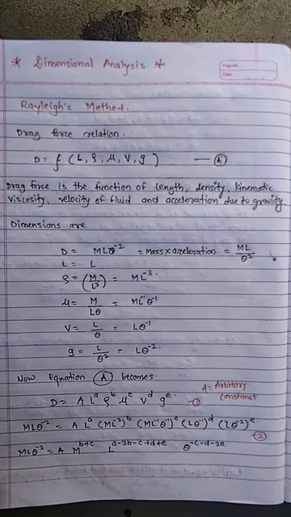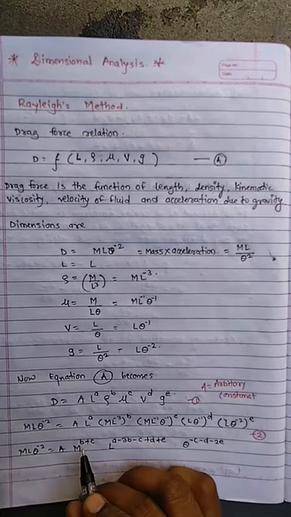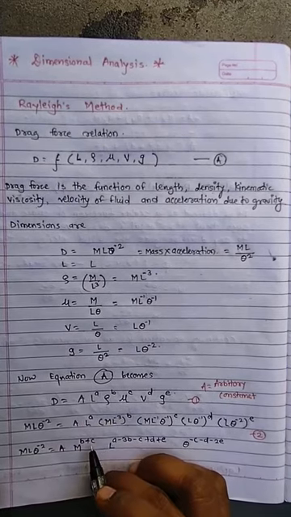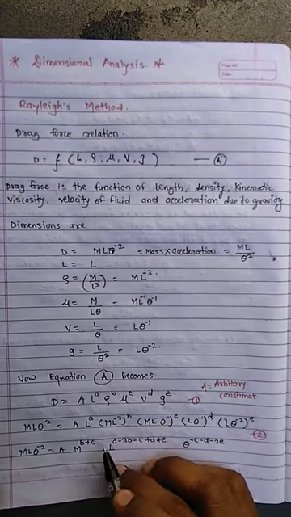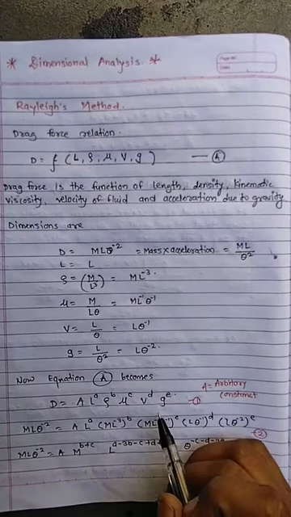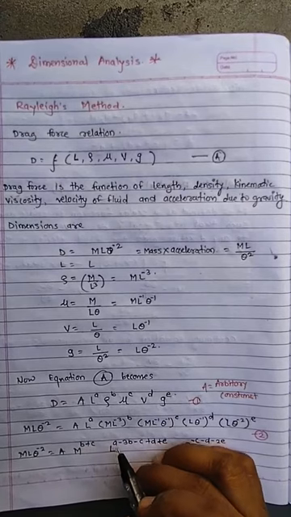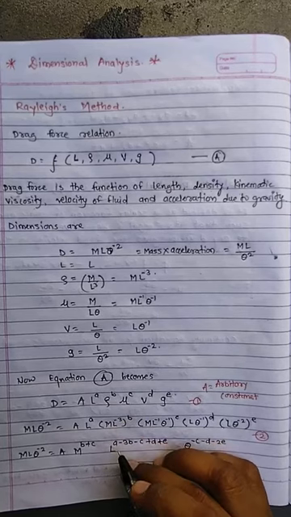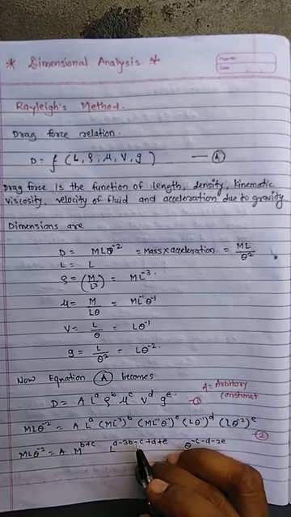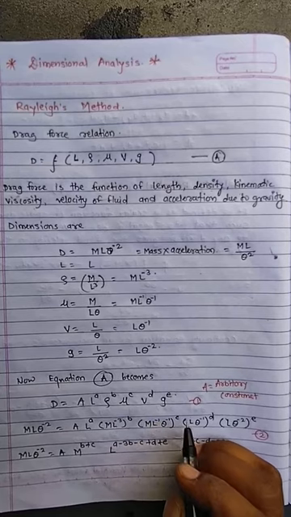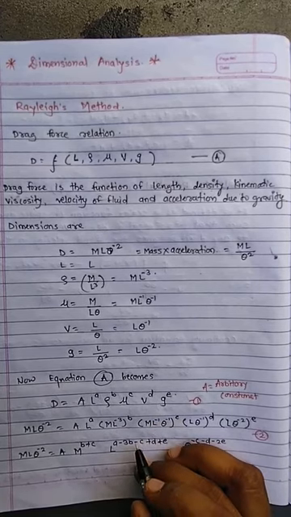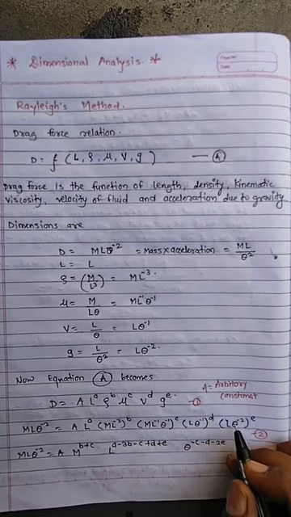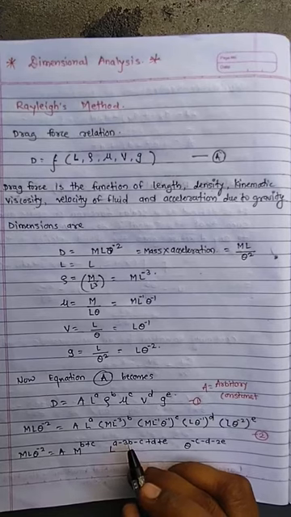Okay, so now if you see here, we have m terms: m raised to b, then m raised to c, so that means m raised to b plus c. Now for L, L raised to a, L raised to minus 3b, so L raised to a minus 3b, then L raised to minus c, L raised to d, plus L raised to e, so L raised to a minus 3b minus c plus d plus e.